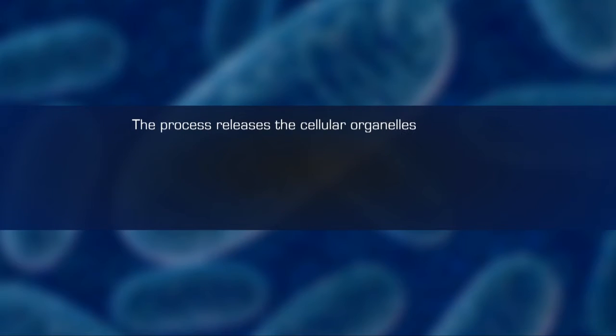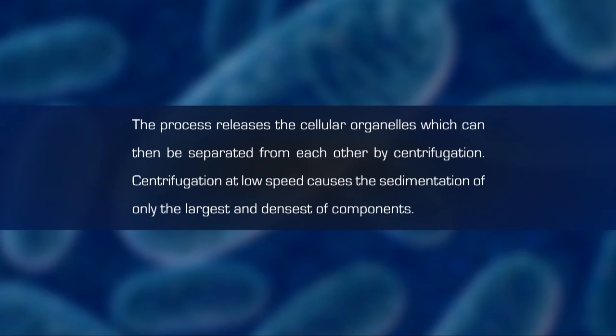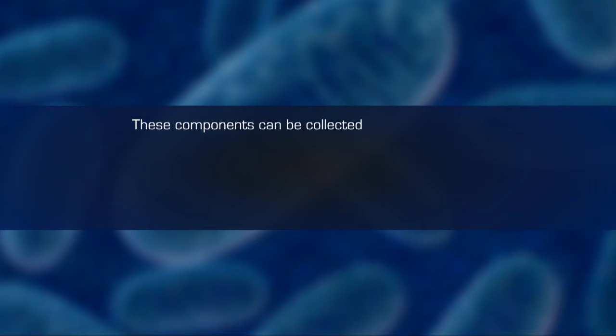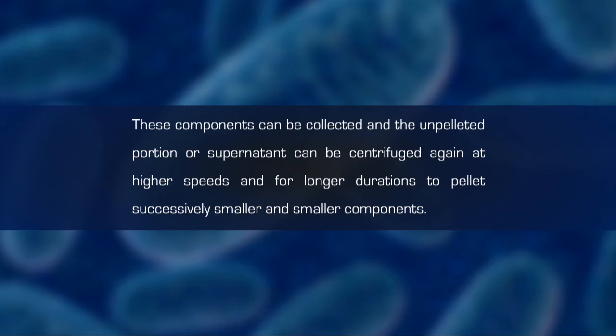Fractionation begins with homogenization, which involves the disruption of the cells by mechanical shearing, ultrasound, osmotic shock, or detergents such as SDS. The process releases the cellular organelles, which can then be separated from each other by centrifugation. Centrifugation at low speeds causes the sedimentation of only the largest and densest of components. These components can be collected and the unpelleted portion or supernatant can be centrifuged again at higher speeds and for longer duration to pellet successively smaller and smaller components.